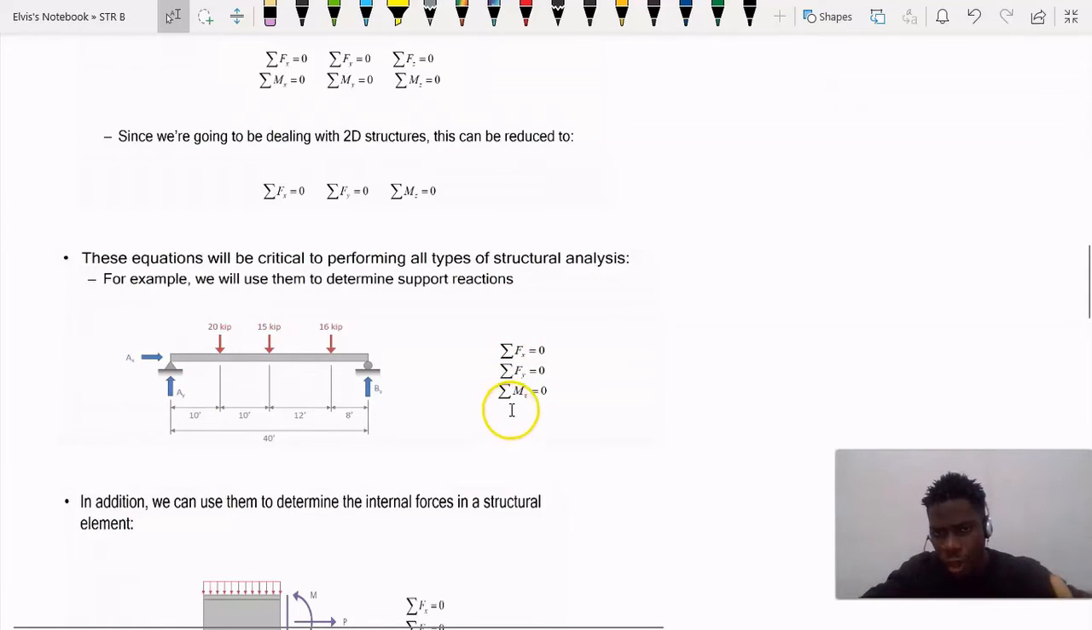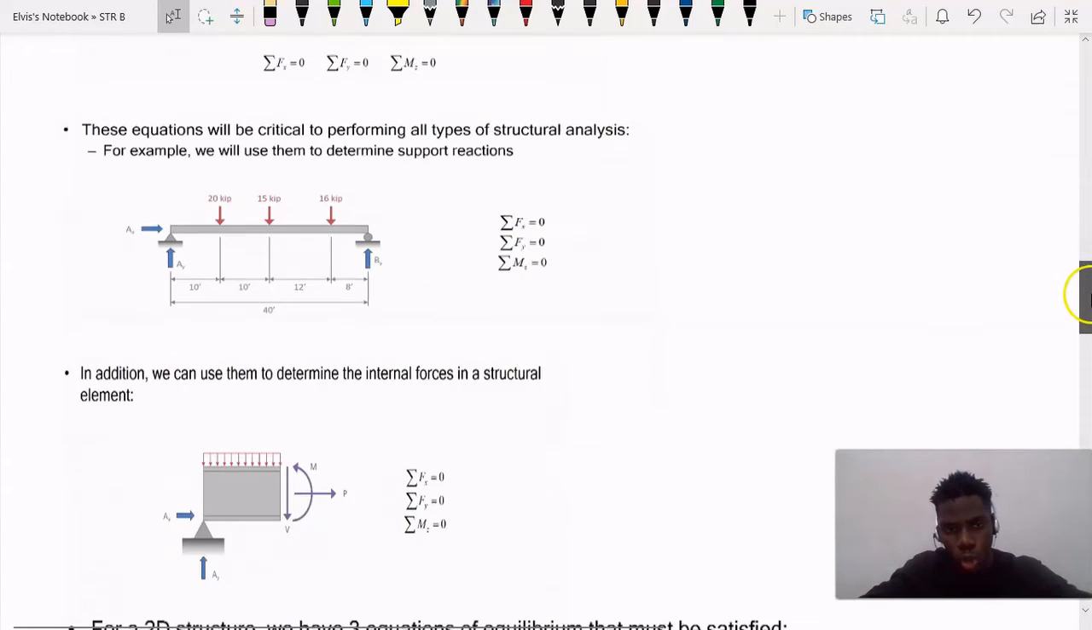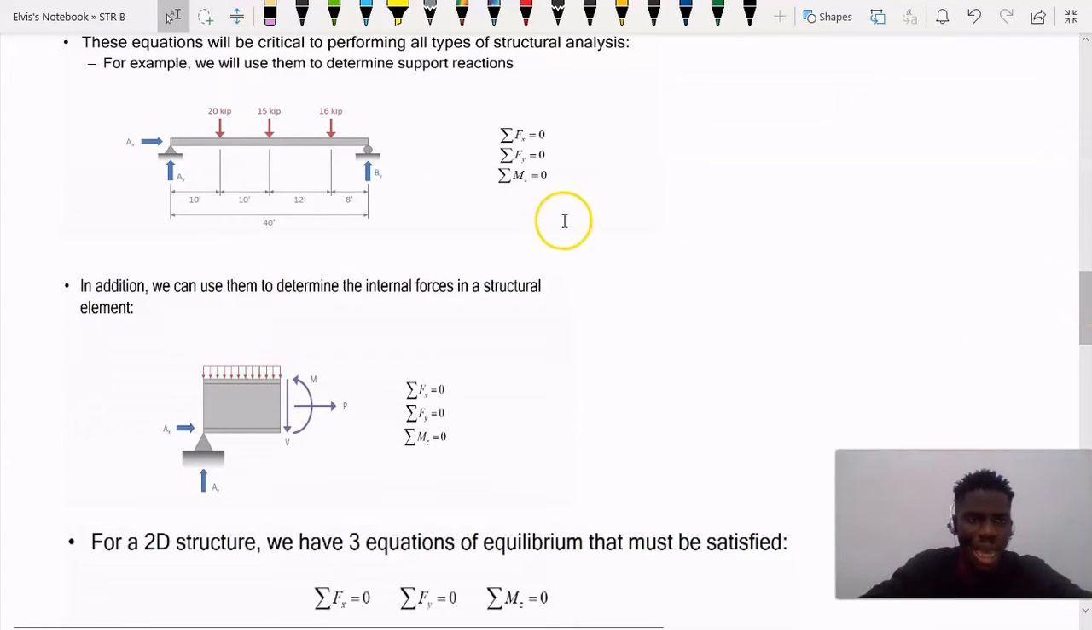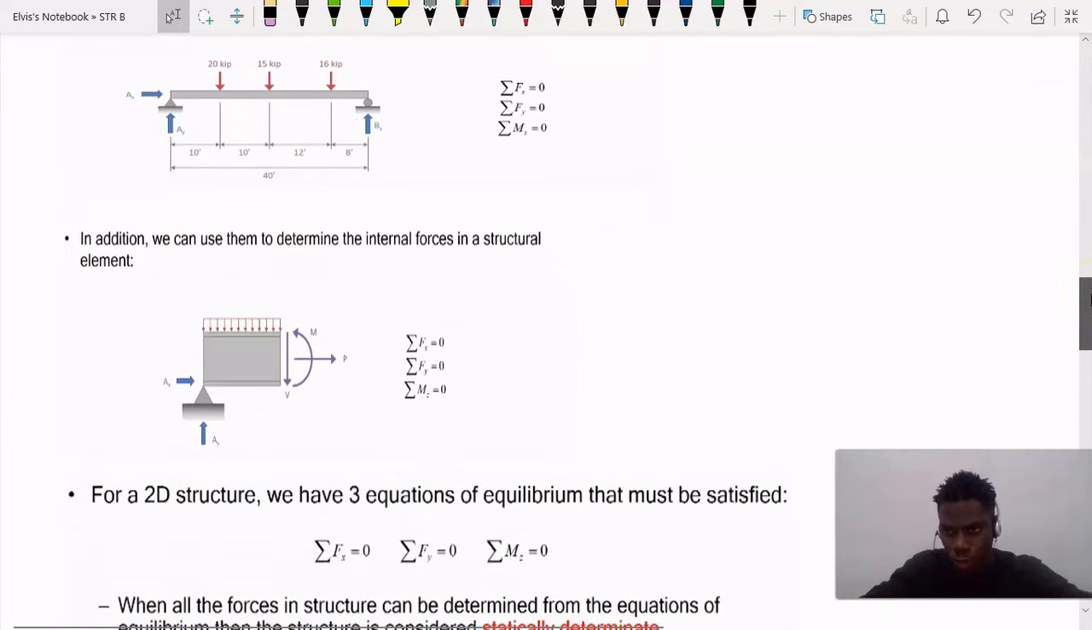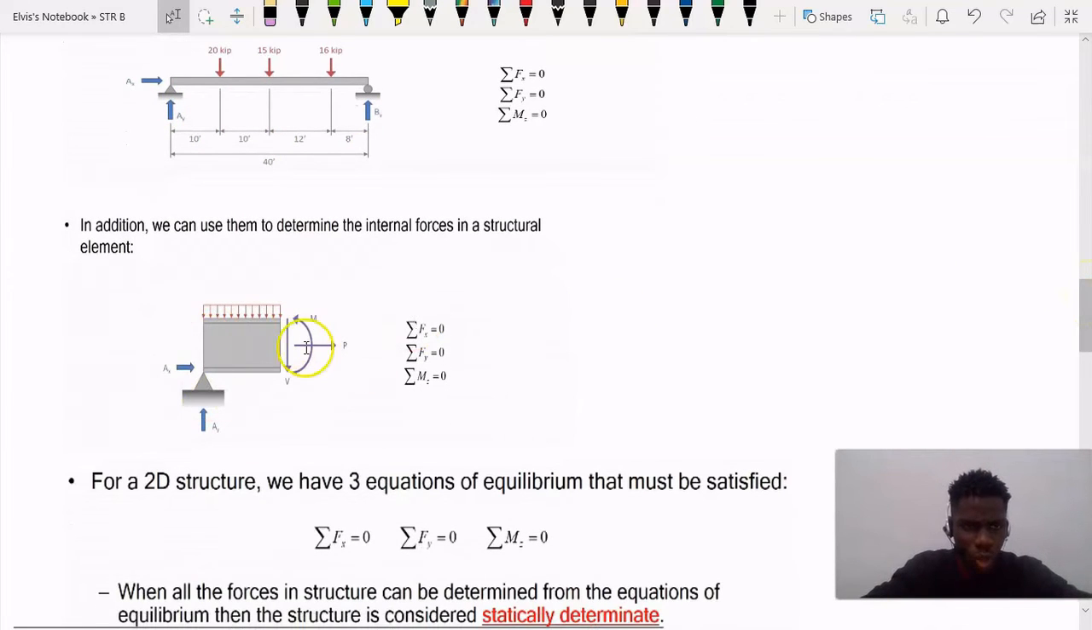The summation of the forces in the X direction needs to be equal to 0. The summation of the forces in the Y direction needs to be equal to 0. And the summation of the moment needs to be equal to 0. So we're going to be analyzing a beam like this, but we need to first of all take a look at this.